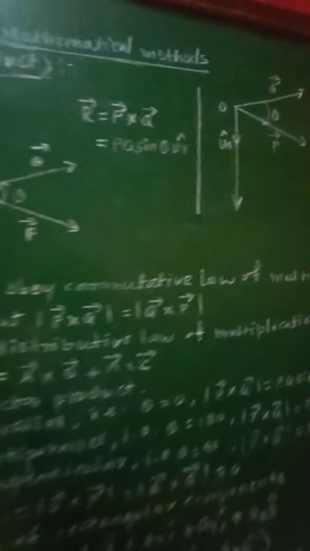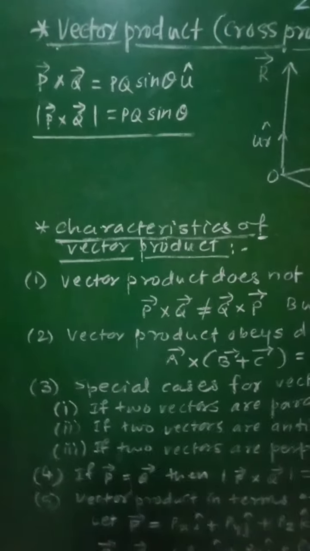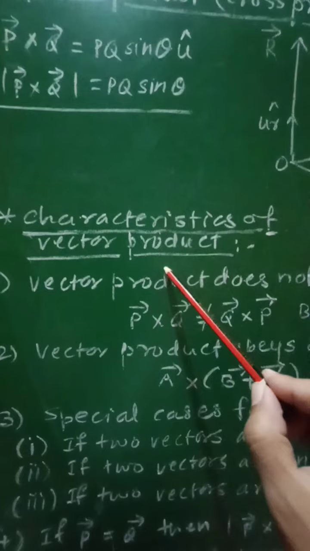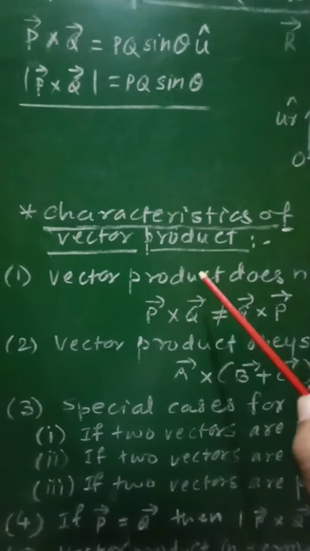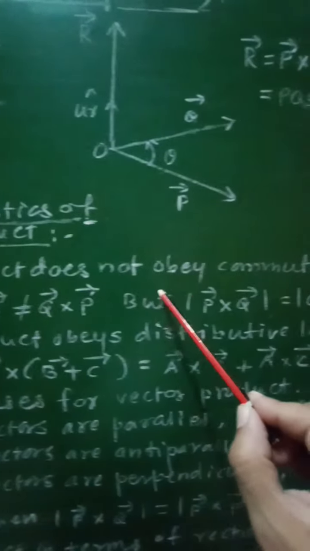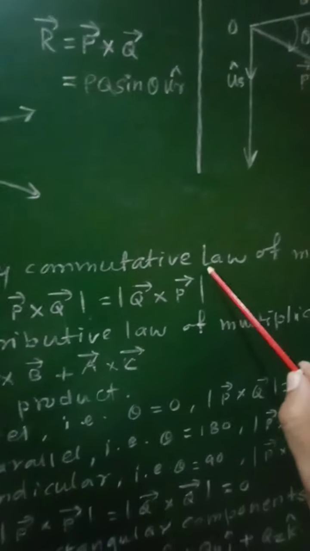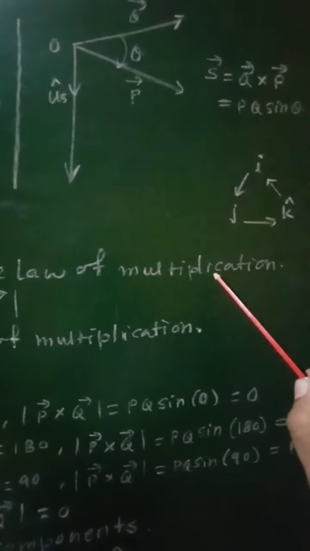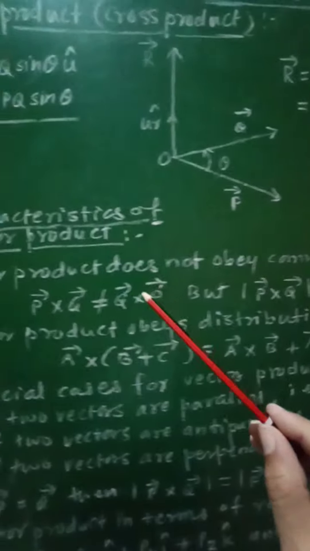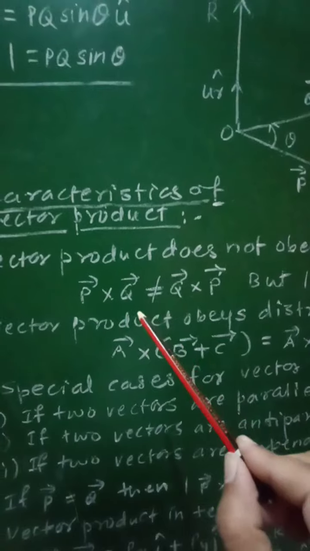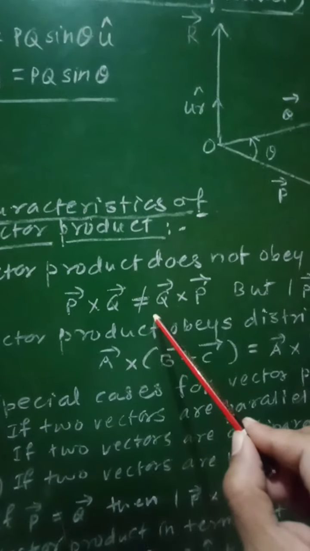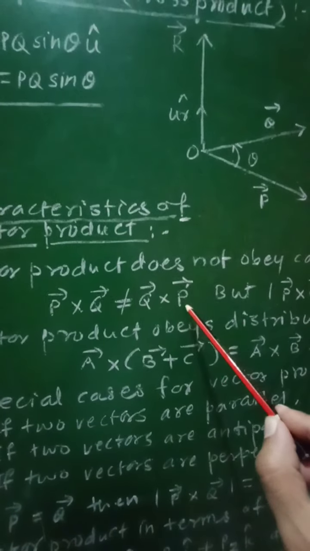Now let us see the characteristics of the vector product. The first characteristic is the vector product does not obey the commutative law of multiplication, that is, vector P cross vector Q is not equal to vector Q cross vector P.